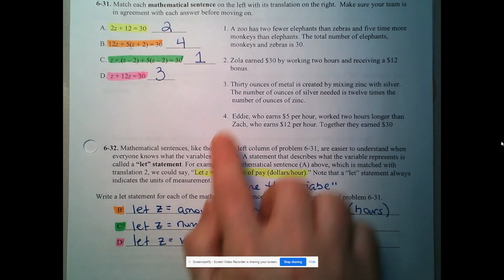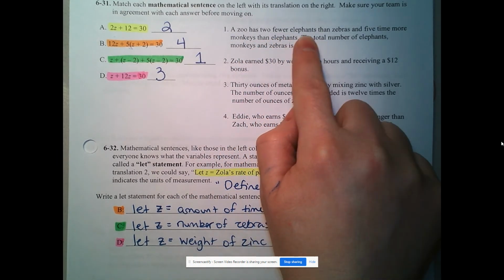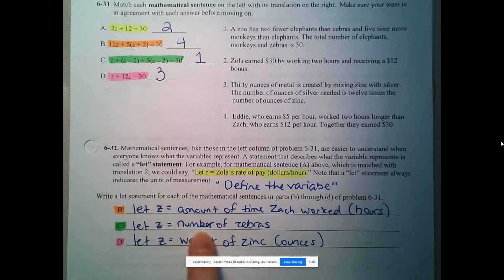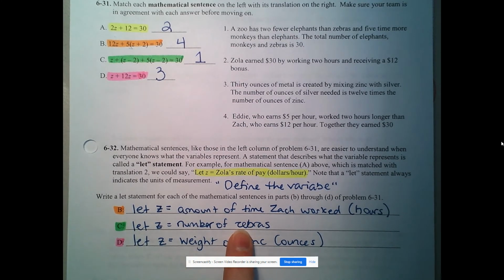C is the first scenario. The zoo has 2 fewer elephants than zebras. So we did Z minus 2. Z stands for number of zebras. Now, number of zebras is discrete. We count zebras. We measure time. So the number of zebras is not going to need an extra unit here because we're not measuring. The things that we measure, those are going to be your continuous. Those are going to be your curves and lines that connect the dots. But we either have 1 zebra or we have 2 zebras or we have 3 zebras because we count them.